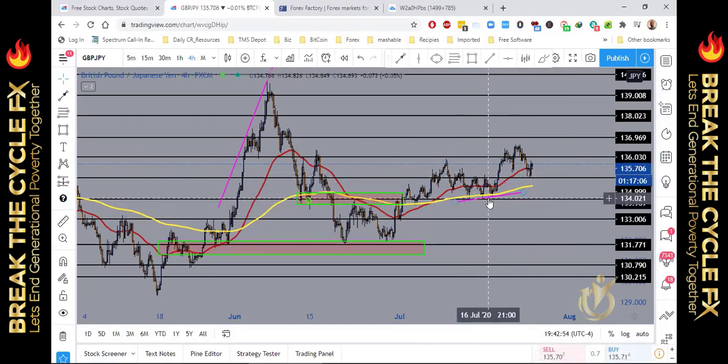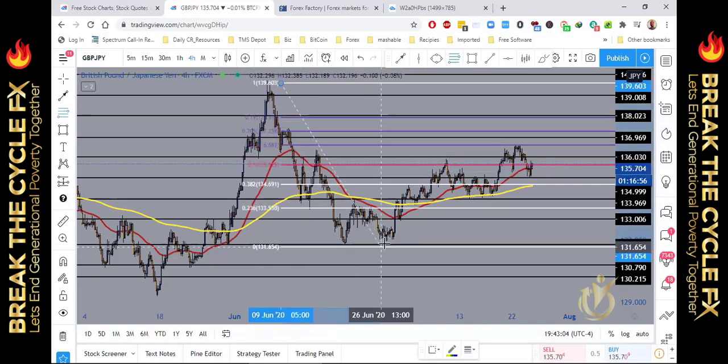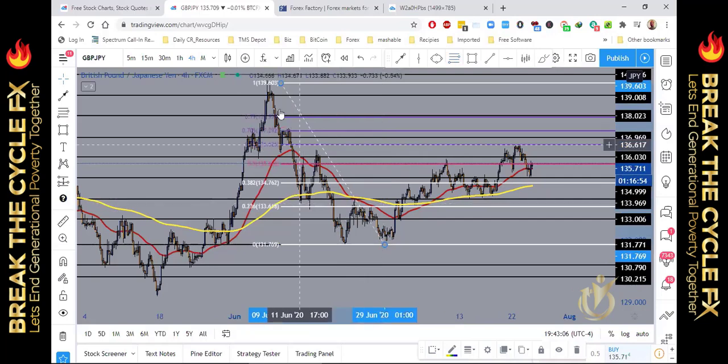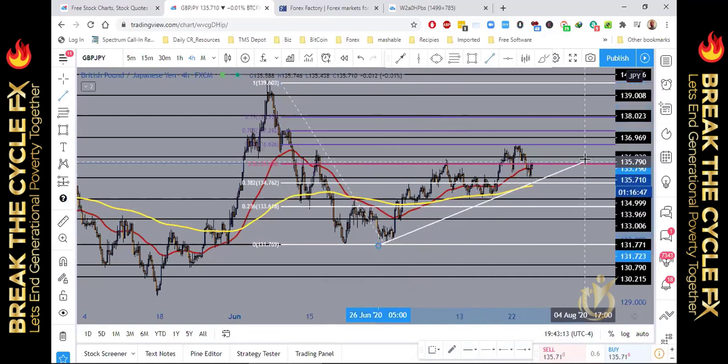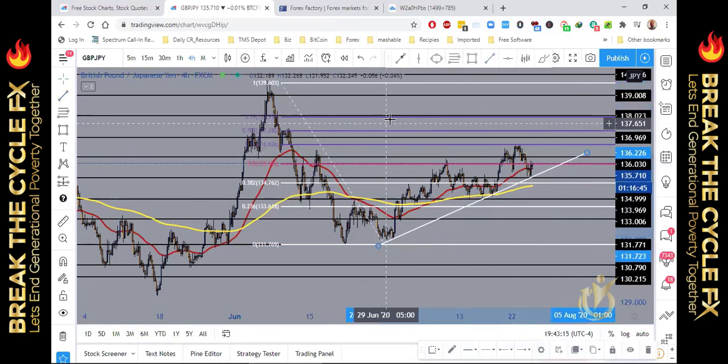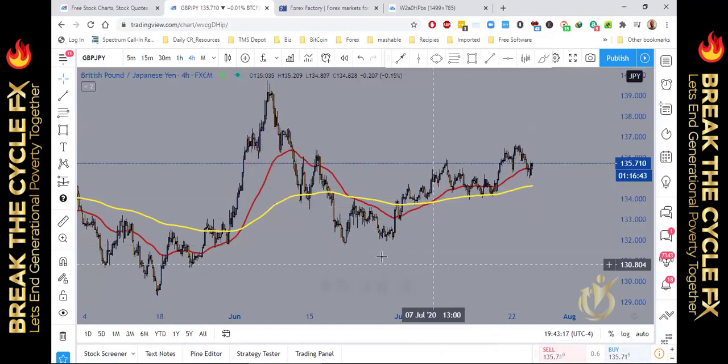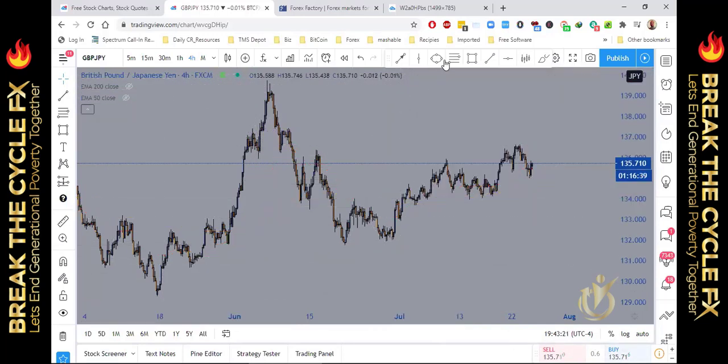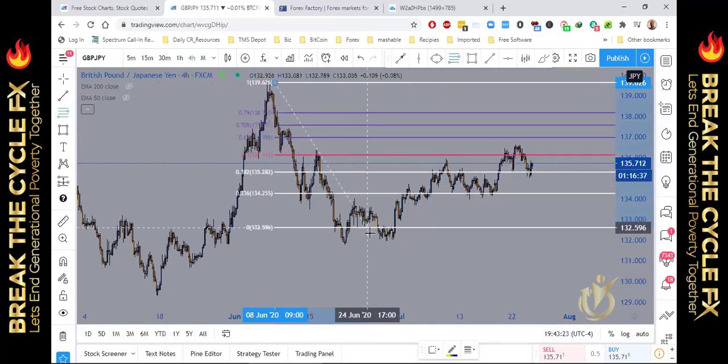Let me remove a couple of things. I want to drop a fib on this to see where it lines up. All right, so I'm going from absolute high down to the low. And we can even go ahead and drop a channel on here. Actually, let me just do this. Okay, let's clean it up. Nice fib.